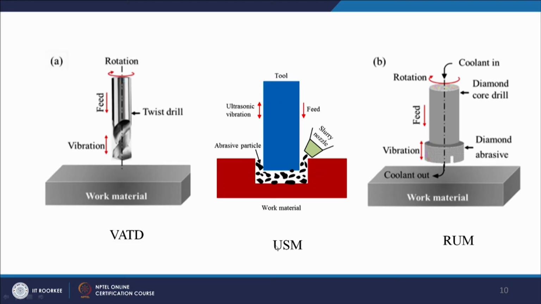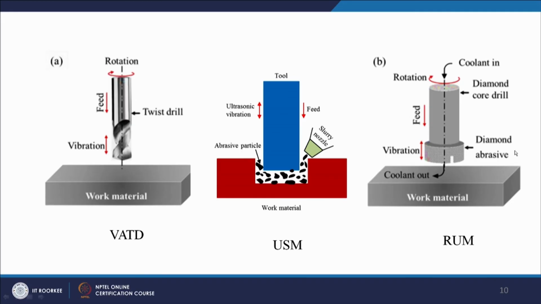Then there is ultrasonic machining. There is no rotation of the tool. Here we see there is a rotation of the tool. In ultrasonic machining, there is no rotation of the tool. Only ultrasonic vibration is there. The feed is given in this direction, that is the axial direction of the tool. And there are abrasive particles in the slurry. This is a slurry nozzle through which the slurry containing the abrasive particles will be present between the tool and the workpiece, and because of the ultrasonic vibration, the tool hits the abrasive particles and abrasive particles impinge the composite laminate and remove the material from the composite laminate.